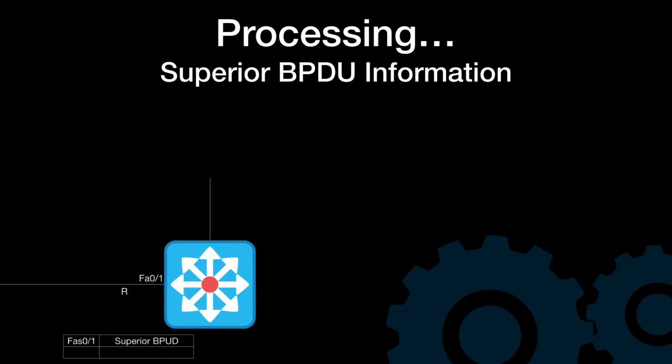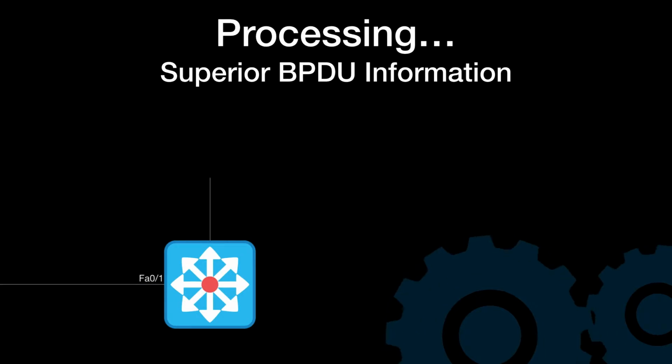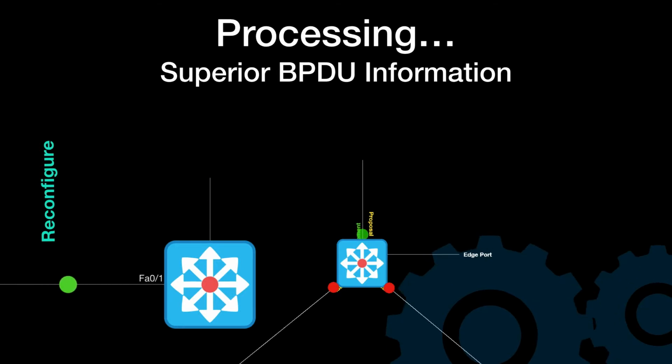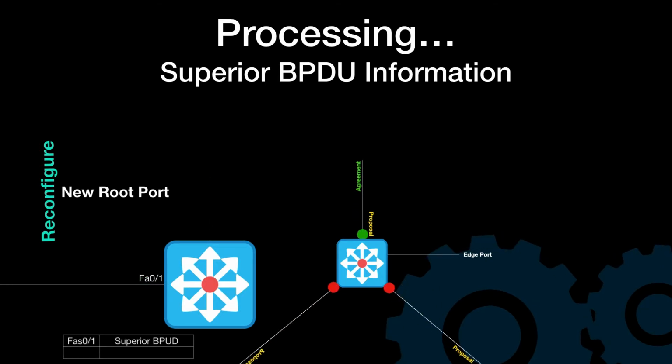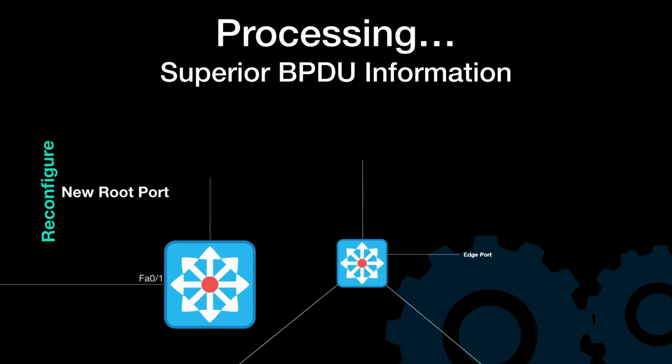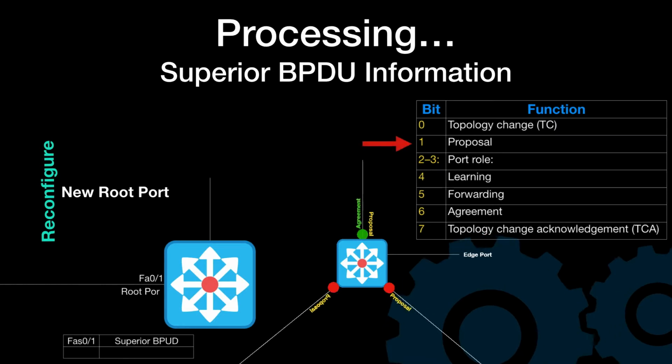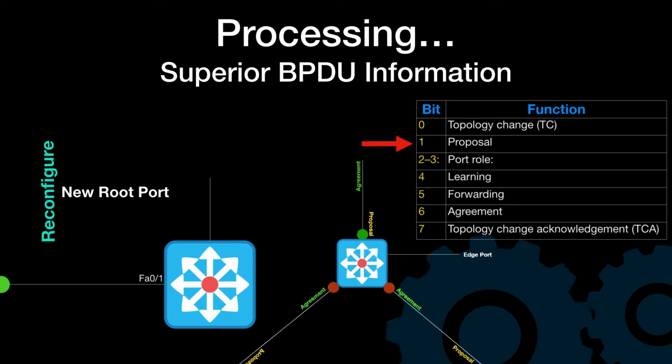Processing superior BPDU information. If a port receives superior root information, lower device ID, lower path cost, and so forth, than currently stored for the port, the RSTP triggers a reconfiguration. If the port is proposed and is selected as the new root port, RSTP forces all the other ports to synchronize. If the BPDU received is an RSTP BPDU with the proposal flag set, the device sends an agreement message after all of the other ports are synchronized.